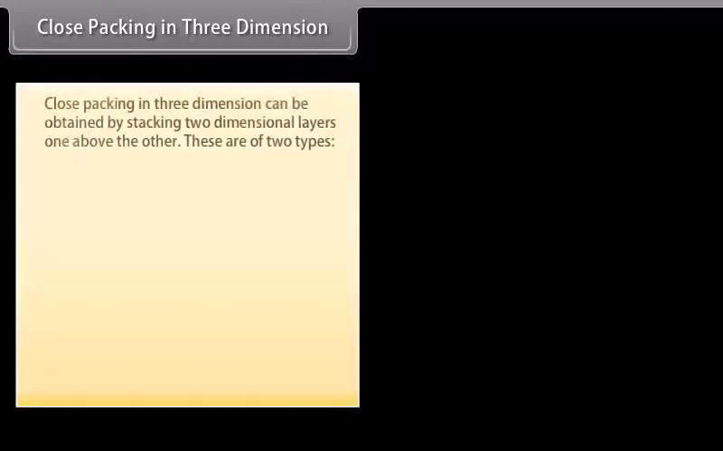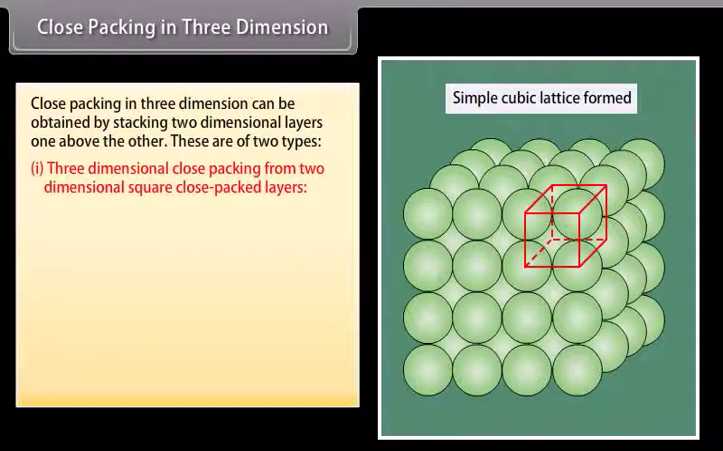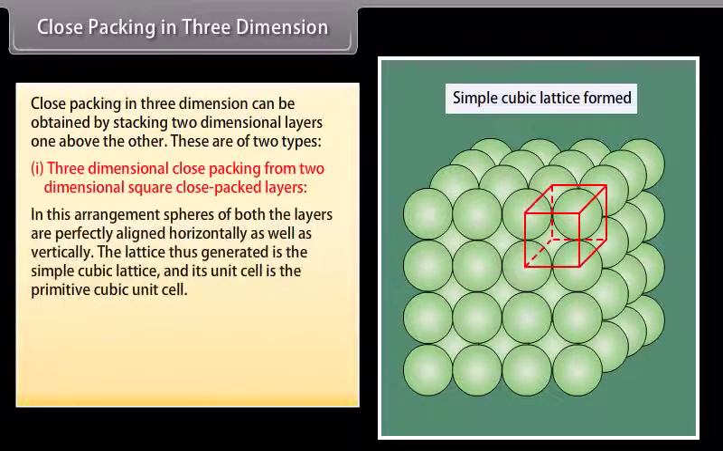Close packing in 3 dimensions. Close packing in 3 dimensions can be obtained by stacking 2-dimensional layers one above the other. These are of 2 types. 3-dimensional close packing from 2-dimensional square close packed layers. In this arrangement, the spheres of both the layers are perfectly aligned horizontally as well as vertically. The lattice thus generated is the simple cubic lattice, and its unit cell is the primitive cubic unit cell.